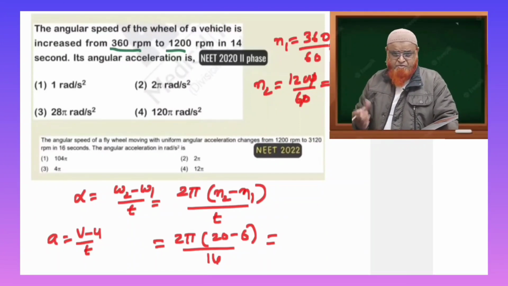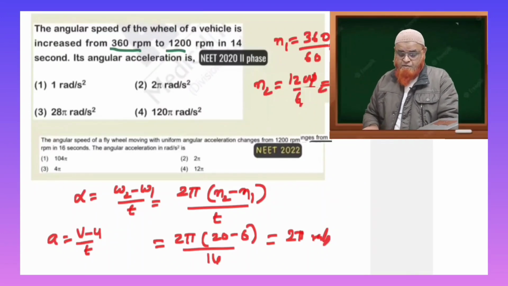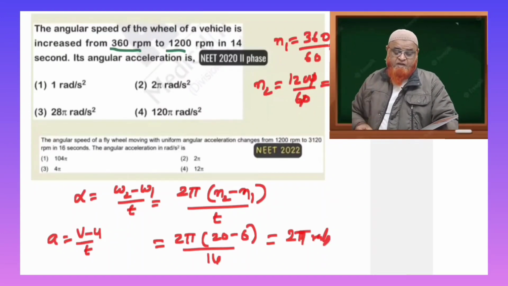So this type of beautiful question is repeatedly asked, very simple. So the answer is going to be 2 pi. Okay, 2 pi radians per second, sorry, radians per second square. The second option is going to be the correct answer for this.